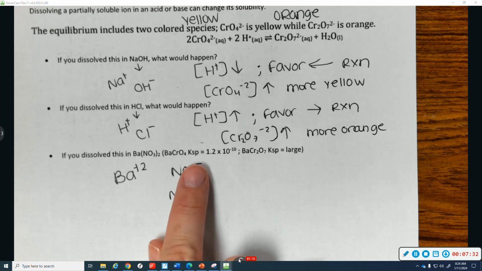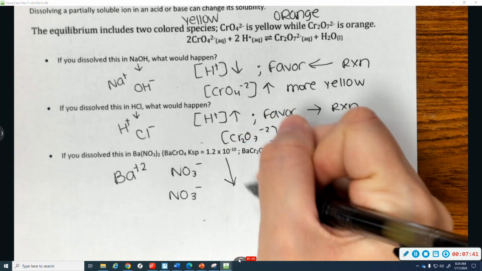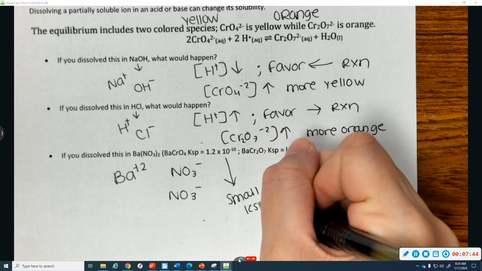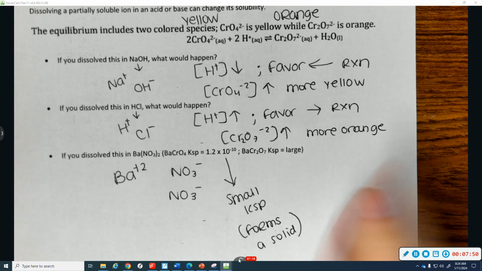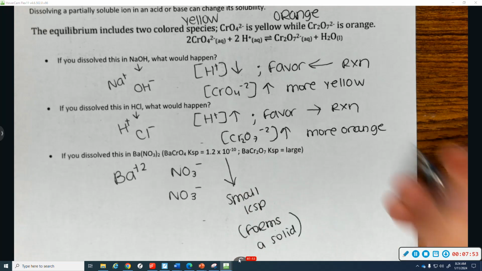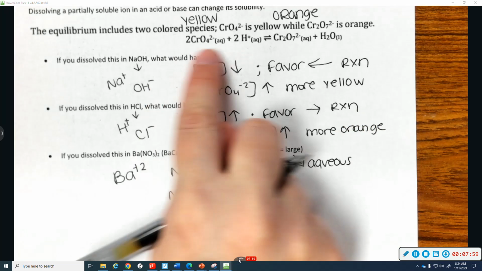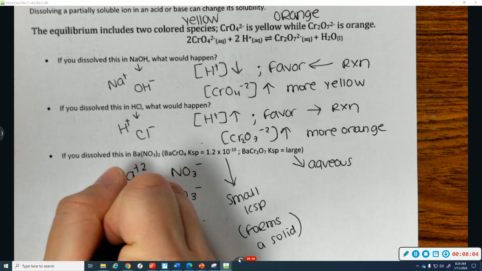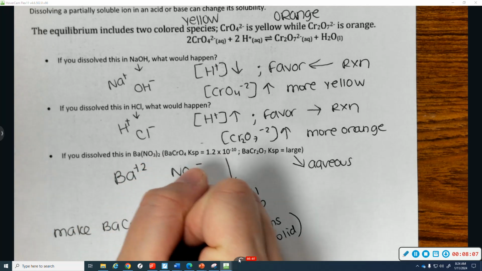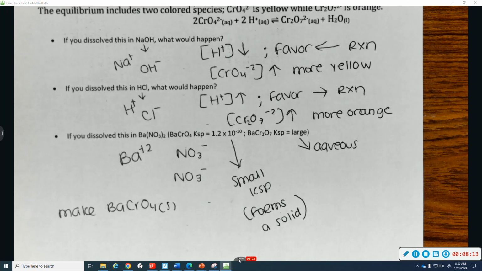And the clue to figure this out is that I gave you KSPs. So barium chromate has a KSP that's 1 × 10 to the negative 10. That's pretty small. A small KSP means that it's going to form a precipitate. It forms a solid. Barium dichromate has a large KSP, which tells you it's aqueous. So if I add barium ions to this solution, based off of this information, that tells me I'm going to make barium chromate solid. Because it's got the small KSP, it's going to precipitate out and form a solid.